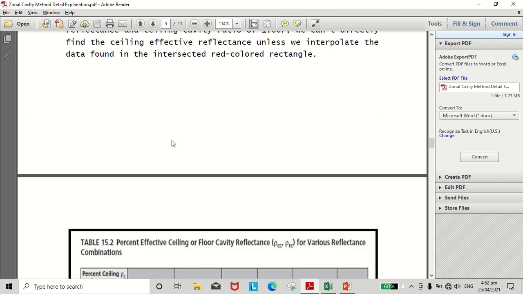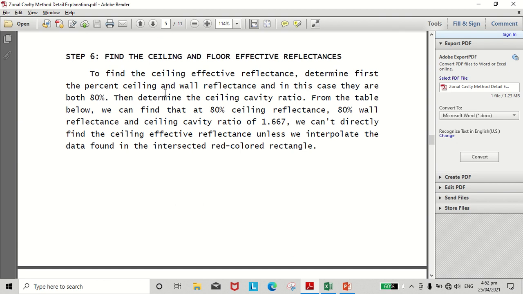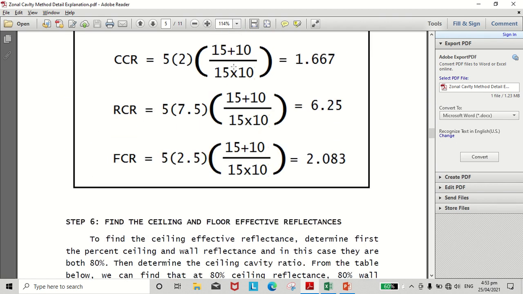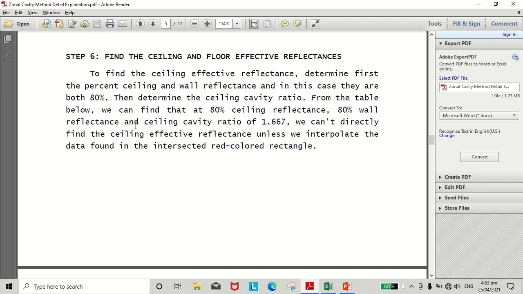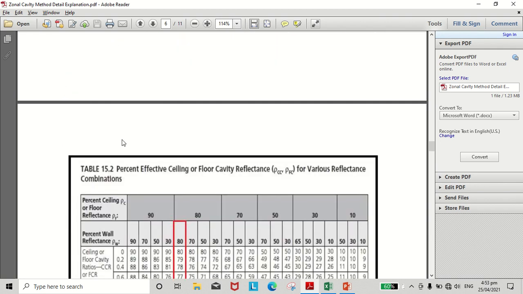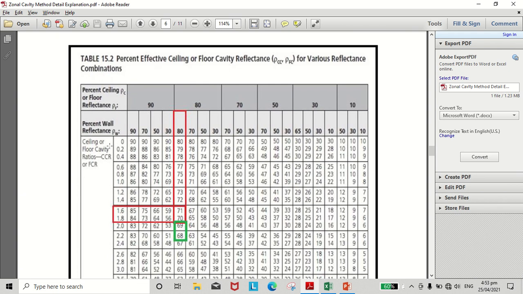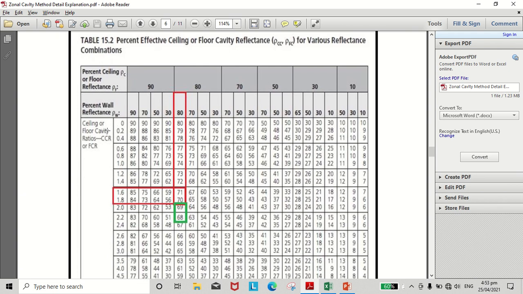In this case, the reflectances are both 80%, because we chose white earlier. White is 80%. Then determine the ceiling cavity ratio, which we will also use here. From the table below we can find the 80% ceiling reflectance and 80% wall reflectance. This is your ceiling and floor cavity ratio.